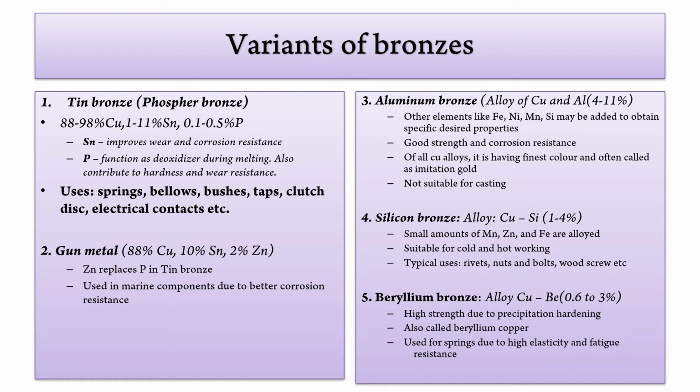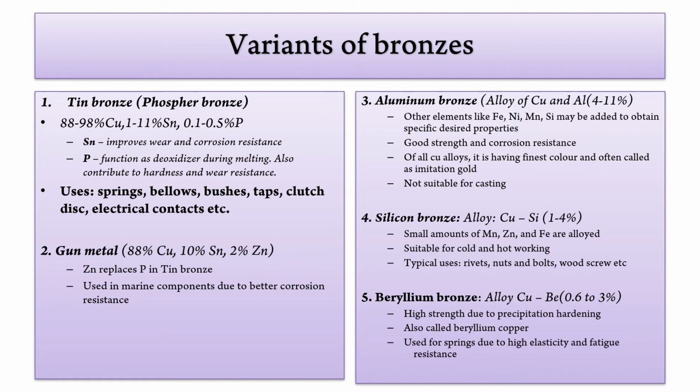It's an alloy of copper and aluminium. The aluminium content is from 4 to 11%. Other elements like iron, nickel, manganese, silicon may be added to obtain specific desired properties. It has good strength and corrosion resistance. Of all copper alloys, it has the finest color and is often known as imitation gold. So that can be another question. Write short notes on imitation gold, or the alloy known as imitation gold. So it's not suitable for casting.